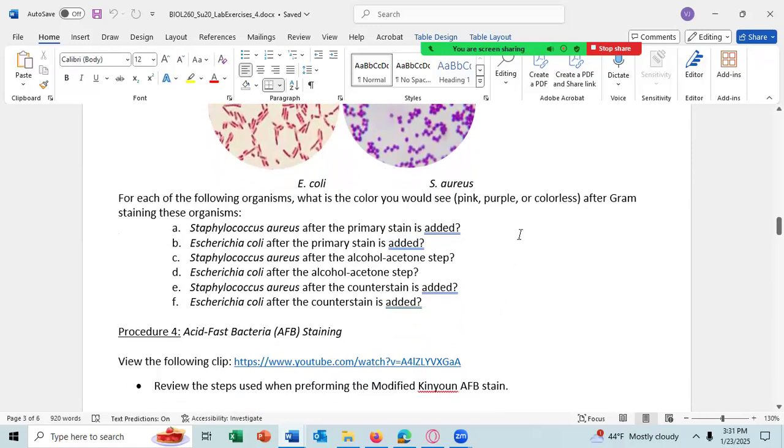Pink, purple, or colorless? Staphylococcus aureus, after the alcohol acetone step, is what color? E. coli, after the alcohol acetone step, is what color? Staphylococcus aureus, after the counter stain is added, is what color? And E. coli, after the counter stain is added, is what color? So write the color there.